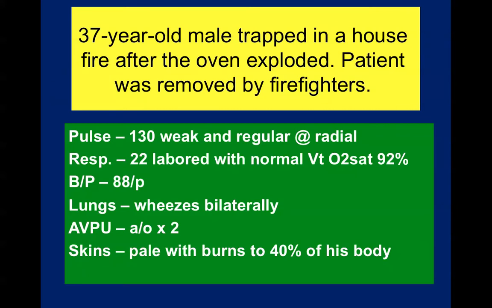Next scenario, this young gentleman was trapped in a house fire after his oven exploded. He was removed by firefighters. You find him lying on the grass. These are his vital signs. He's got a weak, rapid pulse, which might indicate possibly low blood pressure, which in fact you can see it is, 88 by palpation. He's got bilateral wheezes. His oxygen saturations are a little low, so you're going to put him on high flow O2 at 15 liters per minute.